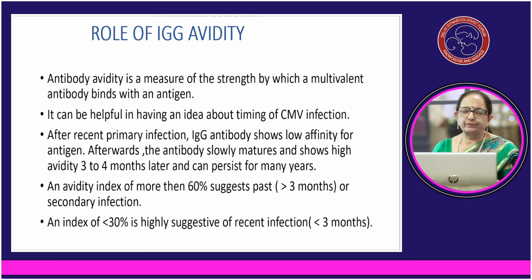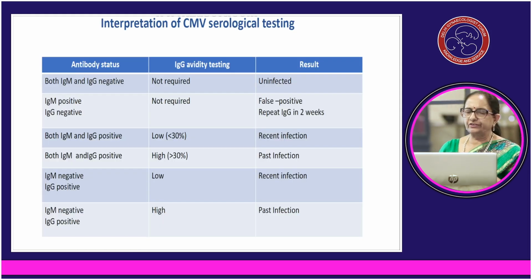So, in short, the interpretation of CMV serological testing. Antibody status: if both IgM and IgG are negative, IgG avidity testing is not required, and that means the patient is not infected with CMV. If IgM is positive and IgG is negative, then also IgG avidity testing is not required. That means it is a false positive and a repeat test is required in 2 weeks' time.